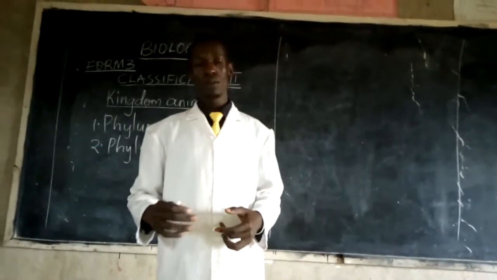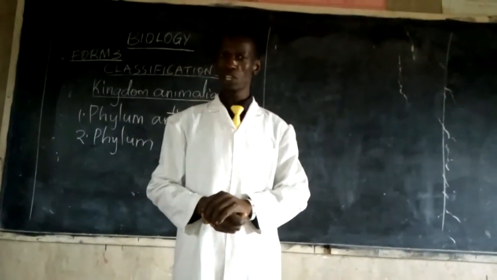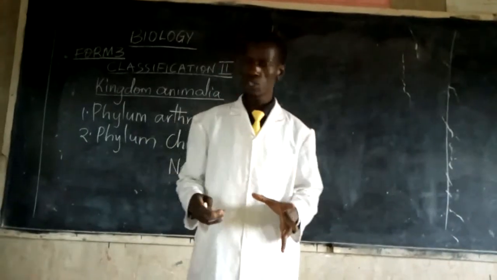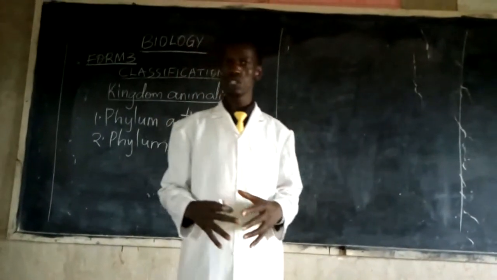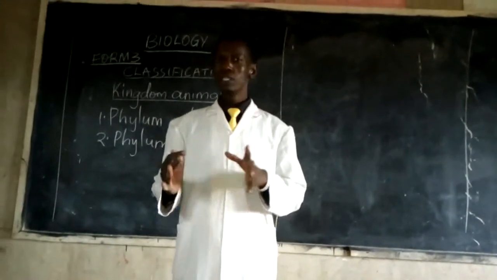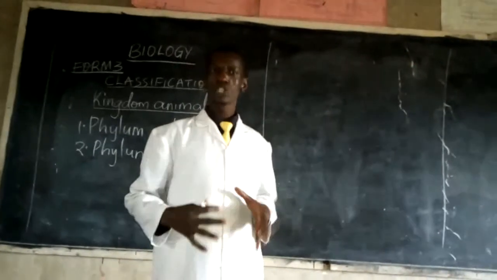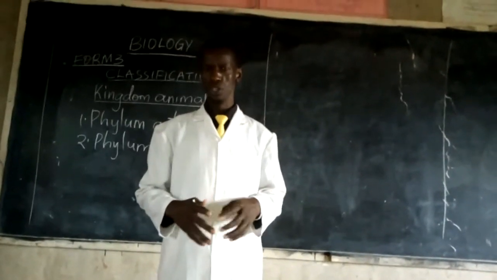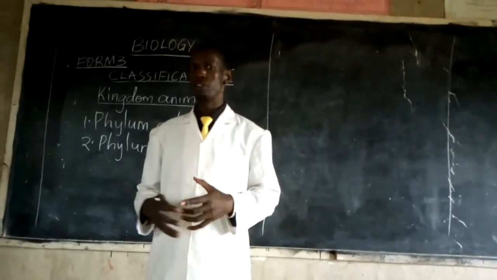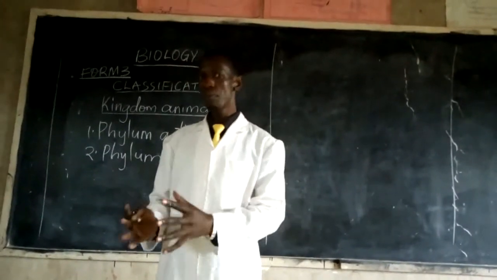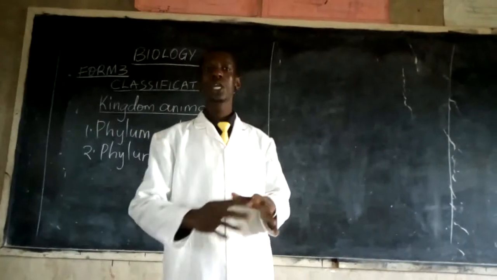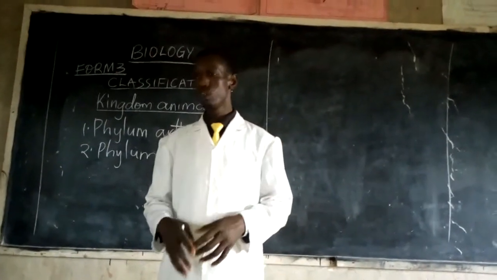Characteristic number 4, they have an open circulatory system. Open circulatory system is the type of circulatory system whereby blood gets into direct contact with the tissues, but it does not flow in vessels. So the opposite of open circulatory system is closed circulatory system.